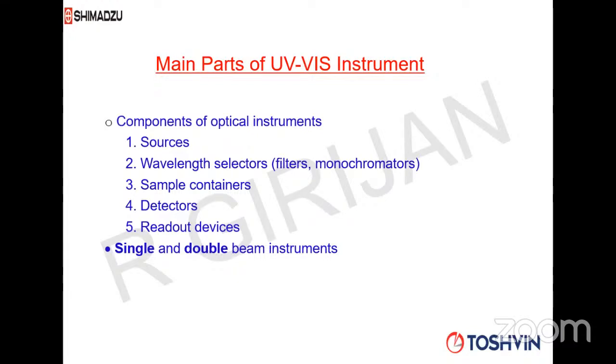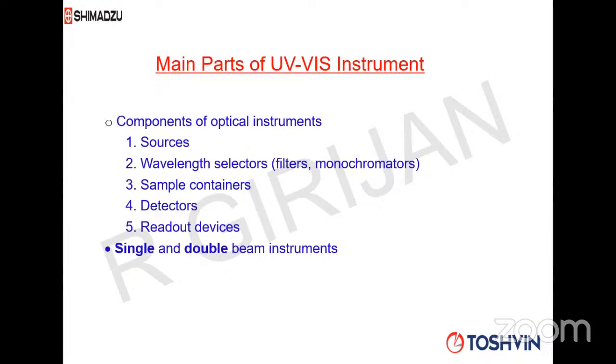Because the light that is coming from the source is a polychromatic light. Polychromatic light means light having multiple wavelengths. That's called a polychromatic light. And monochromatic light means light having a single wavelength. So for our measurement, we require a single wavelength. So polychromatic light should be converted into monochromatic light, and that is the responsibility of the monochromator. The monochromator is converting a polychromatic light into monochromatic light.